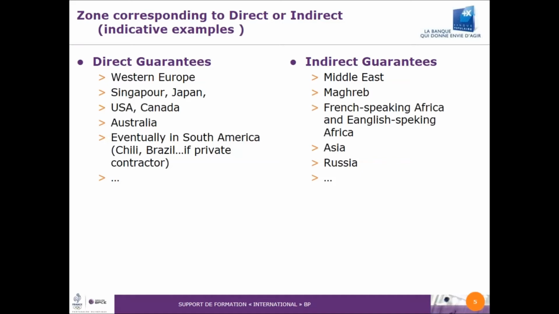Usually direct guarantees are made in Western Europe. If you've got a contract between France and Germany, very often German companies will accept guarantees issued by French companies and vice versa. For indirect guarantees, the main countries or regions are the Middle East, Maghreb, Africa, whether they are French or English-speaking countries, Asia, Russia, and so on.